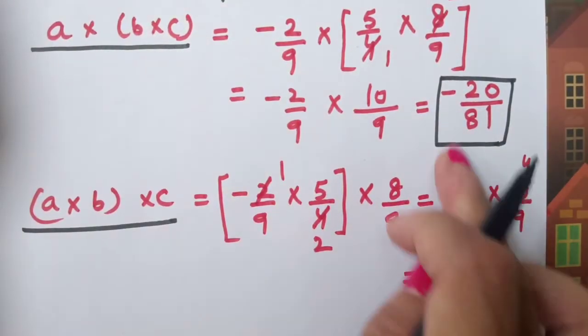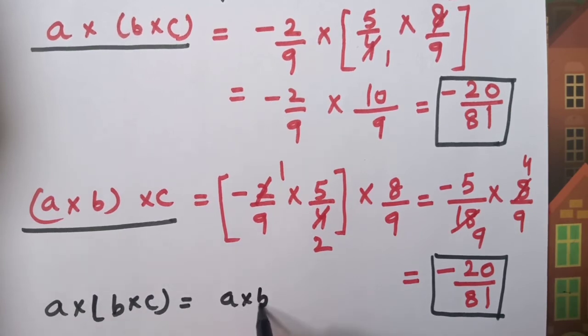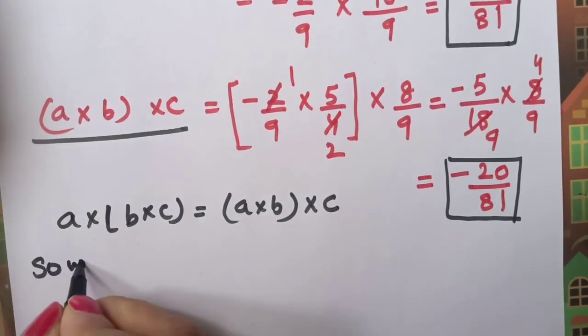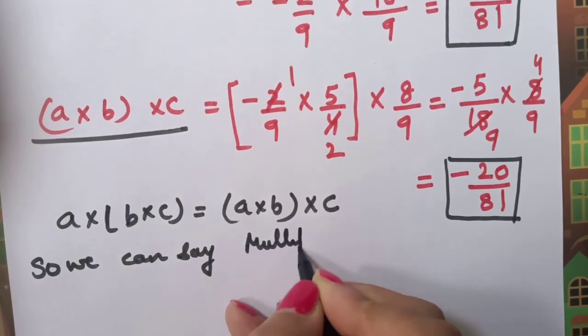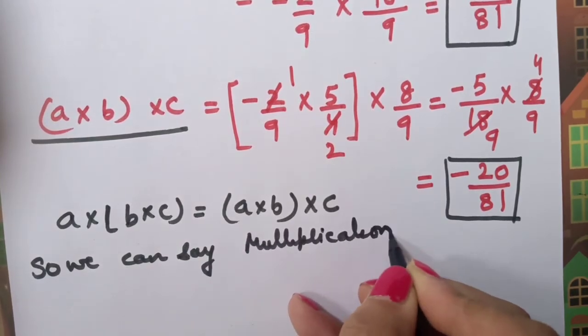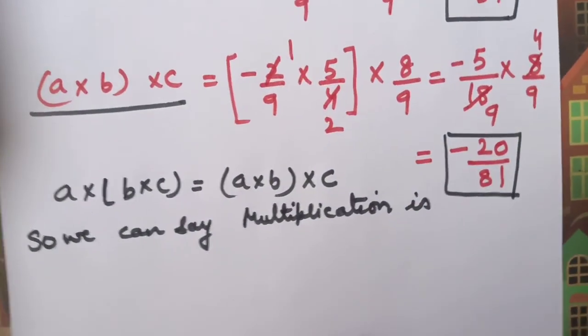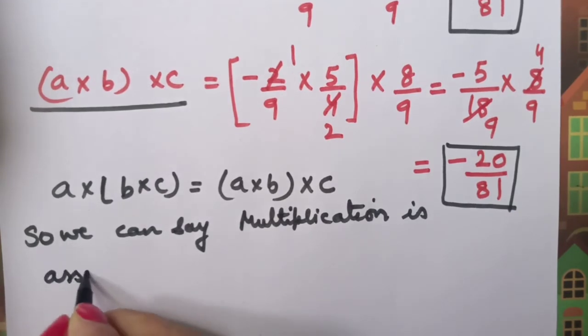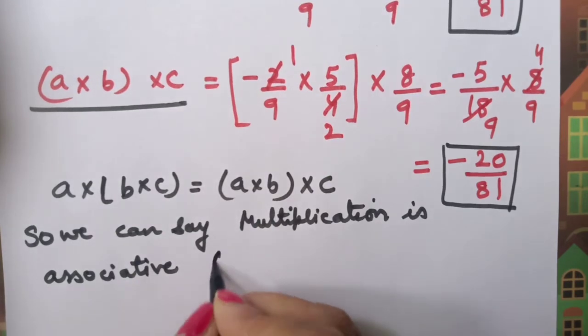So we can check that these two values are equal. So what is the conclusion? (a × b) × c is equal to a × (b × c). So we can say multiplication is associative for rational numbers.